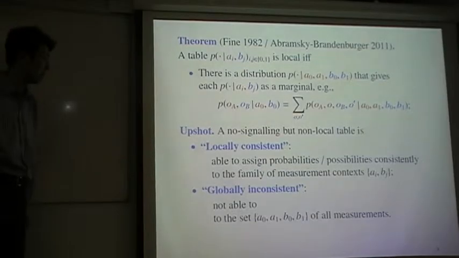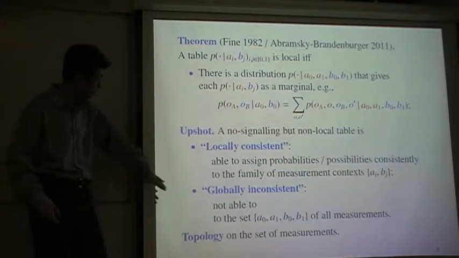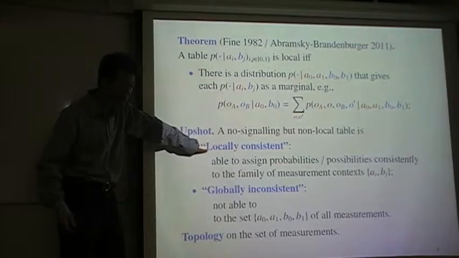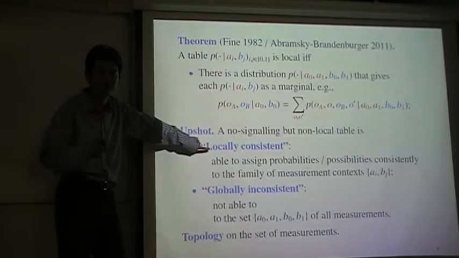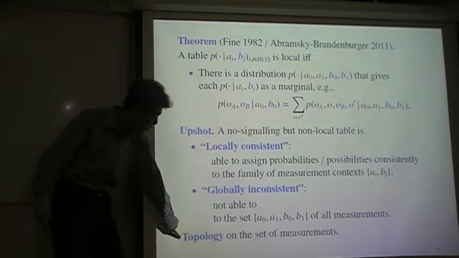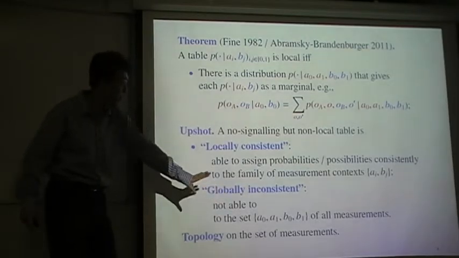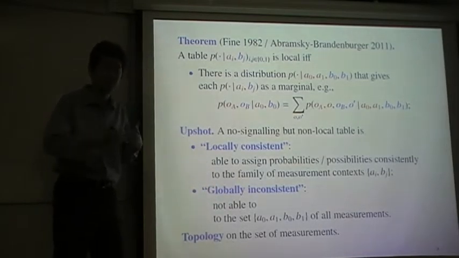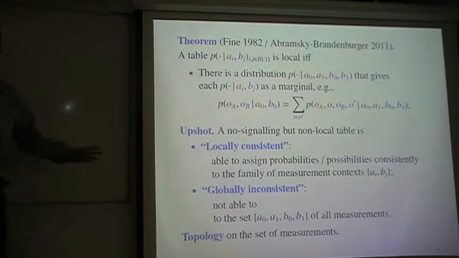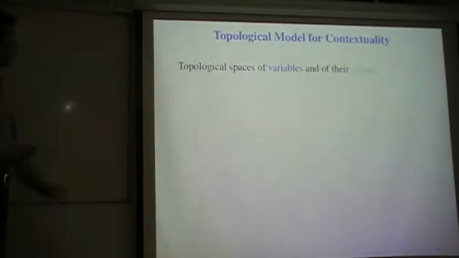Good. So I'm going to use a topology. Not the space-time local, it's a different topology. I'm going to use a topology on a set of measurements, and then the local-global distinction is going to give you a characterization of locality and contextuality.